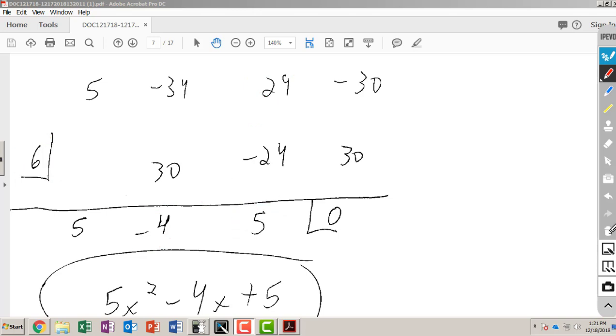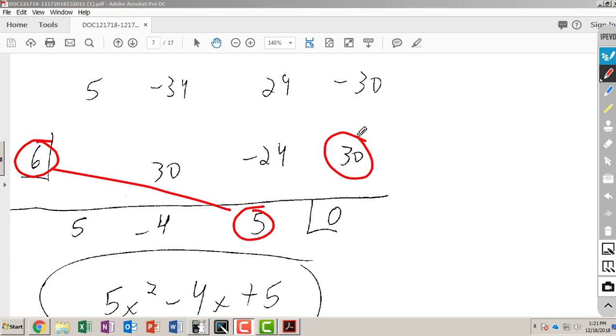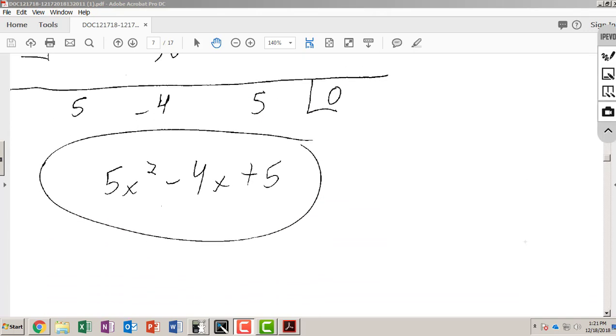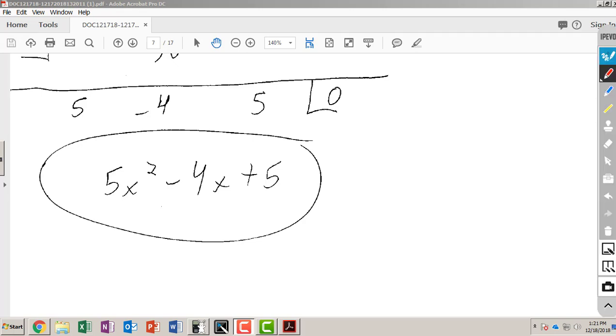Repeat that process. I have 6 times 5, which gives me 30. And negative 30 plus 30 is 0. When I'm done doing that, I write down my answer. Remember, dropping it down by power, your answer is 5x squared minus 4x plus 5.